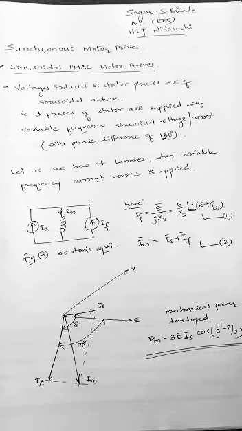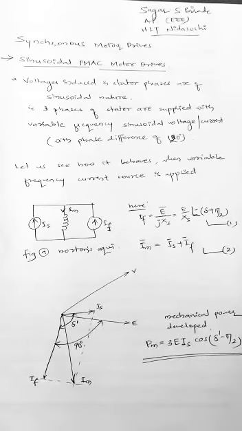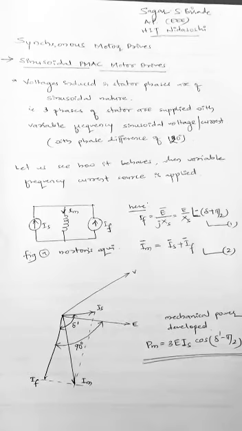We are dealing with synchronous motor drives. Today we will be discussing sinusoidal PMAC motor drives. As the voltages induced in the stator phases of the sinusoidal PMAC motor are sinusoidal, the three stator phases should be supplied with a variable-frequency sinusoidal voltage or current with a phase difference of 120 degrees between two phases. Let us see how this motor behaves when a variable frequency current source is applied.